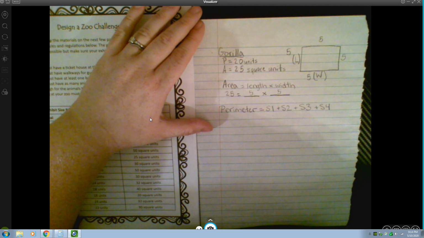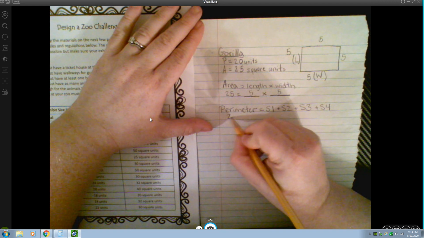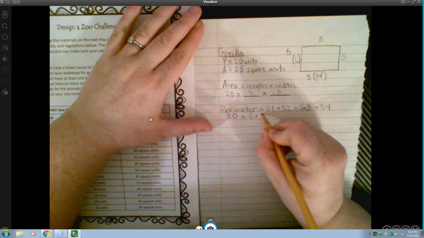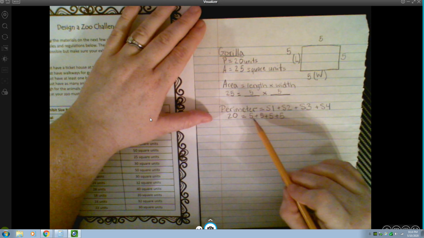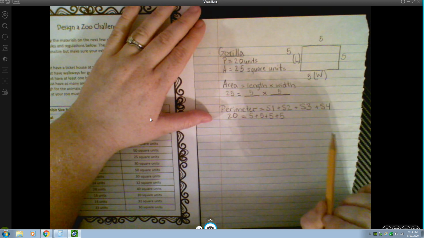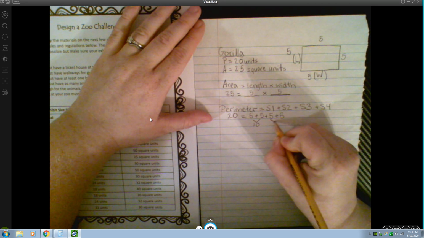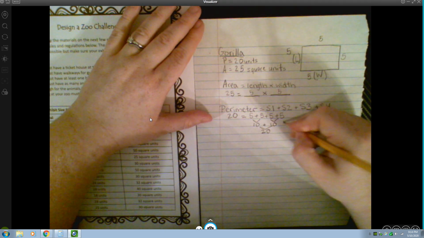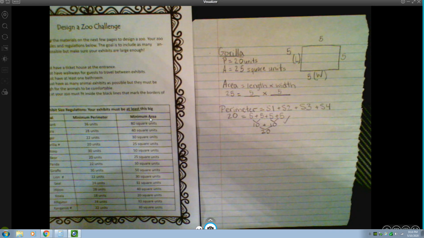So these are my sides here. I already figured out the lengths of the sides. I know that my perimeter needs to be 20. So I need to add up 5 plus 5 plus 5 plus 5. Hopefully this will be correct, because then I can use these two numbers for my length and my width. I know 5 plus 5 is 10, 5 plus 5 is 10, and then 10 plus 10 is 20. So this works.